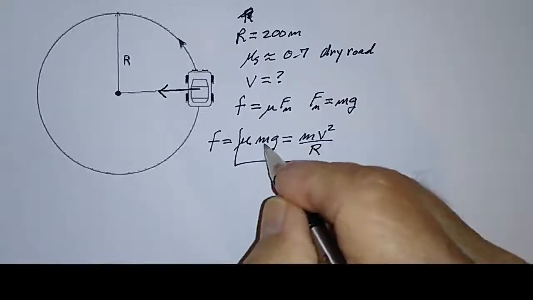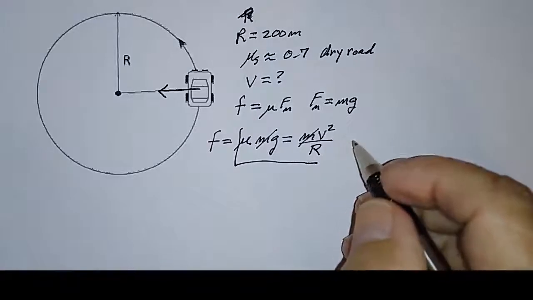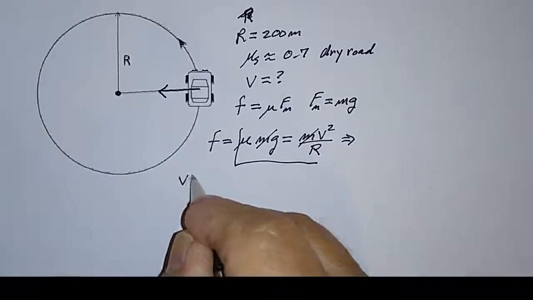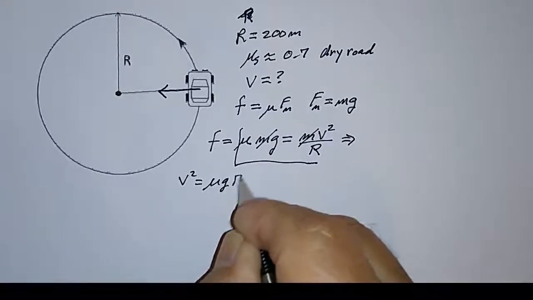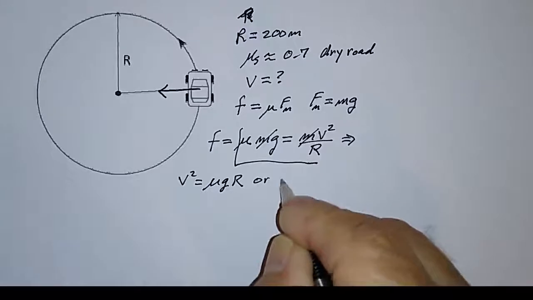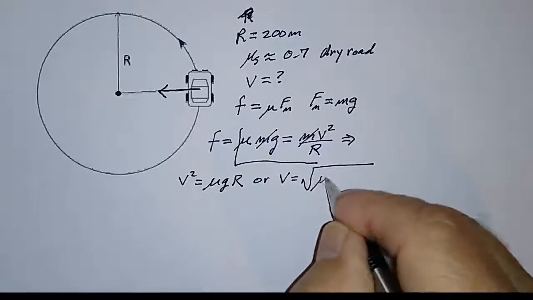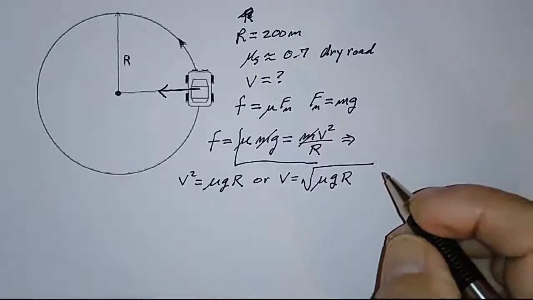If I look at this equation right here, the mass cancels out, which is nice, and we can say then that this means that v squared is equal to mu g r, or v is equal to the square root of mu g times r.